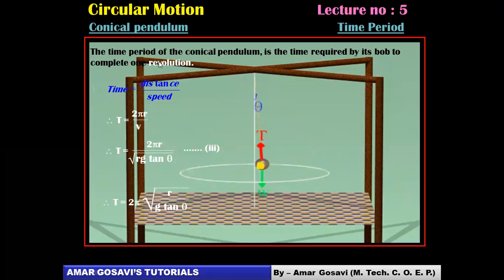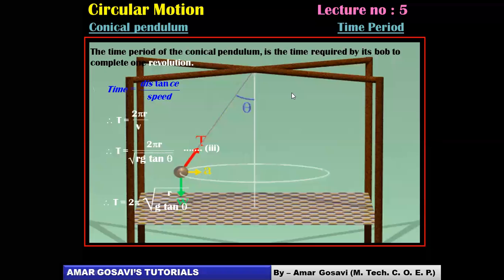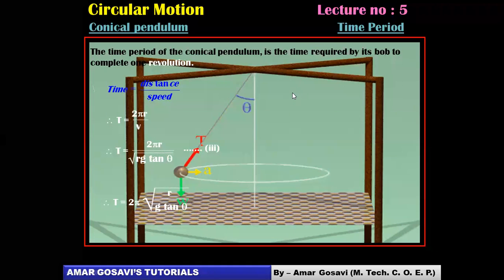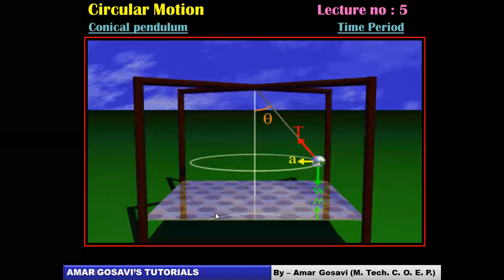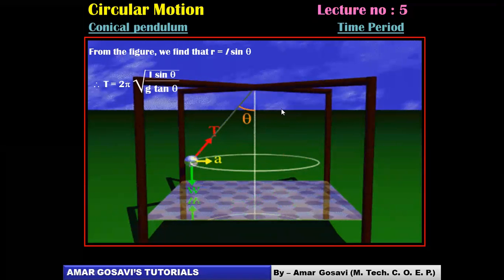Now, so most of you say done. So in the first case, what we have done, we have found out the equation for the linear speed. And in the second case, we have found out the equation for the time period, friends. Now, if you observe, this r can also be substituted in terms of different notations. So let's move ahead, friends. In this figure, can I say r will be equal to L sine theta?